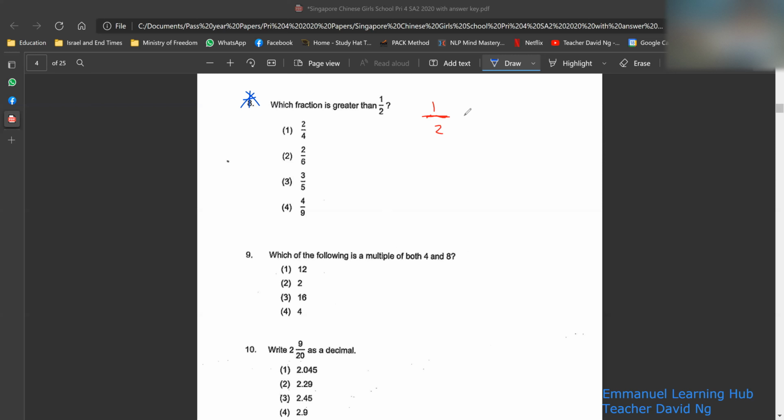What does this line in the middle mean? It's a fraction. Half is a fraction. So this line in the middle, it means divide. Okay, this is what this line in the center means. It means divide. So half means 1 divided by 2. Okay, that makes sense to you? Yes. Okay, you know half is 1 divided by 2, right? Yeah. So which fraction is greater than half?